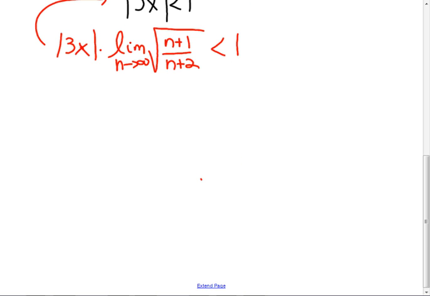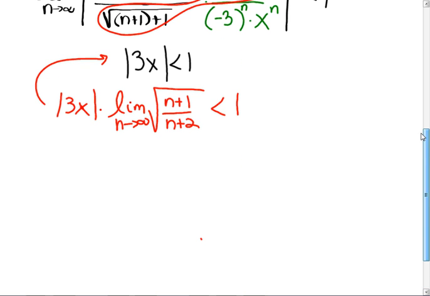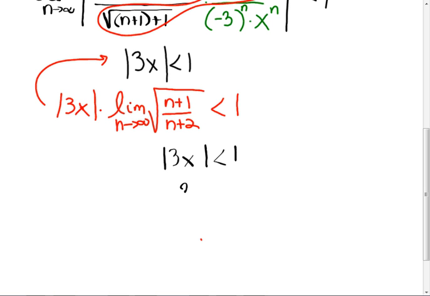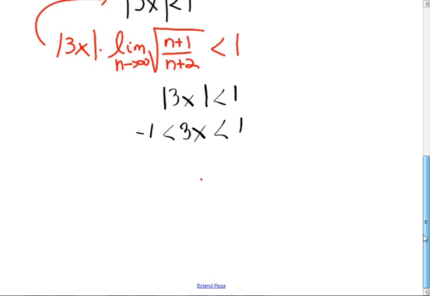Because you have to have 1x to find that. What is this saying? I have the absolute value of 3x is less than 1. So 3x is between 1 and negative 1. And if I divide by 3, x is going to be between 1/3 and negative 1/3. What's the radius of convergence? 1/3.